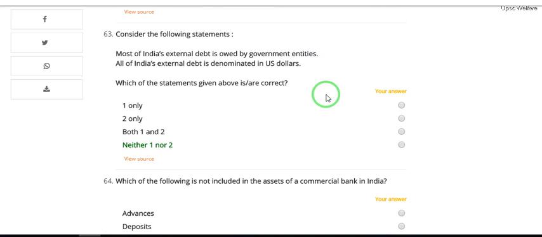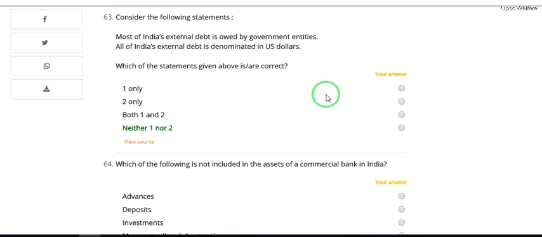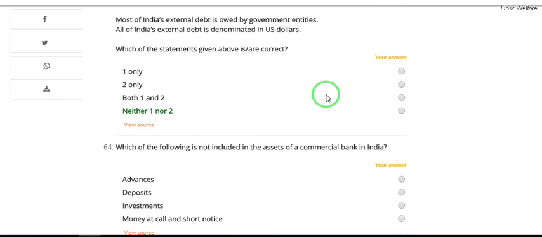Now we have the following statements in question number 63. Most of India's external debt is owed by government entities. This is not the only correct option. Yes, by the government and also by private agencies, external debt is taken. And the second option is totally incorrect. Why? Because India's external debt is not only dominated by the US dollar, of course, it is denominated in other currencies also. So only one's ID will be, because both are incorrect options here.